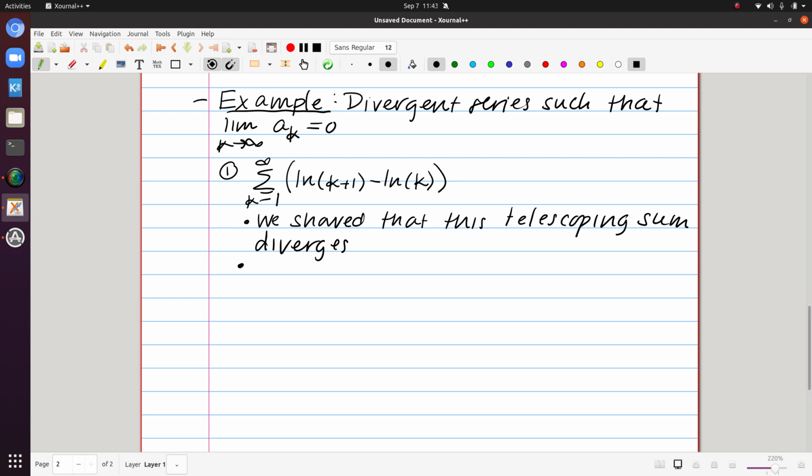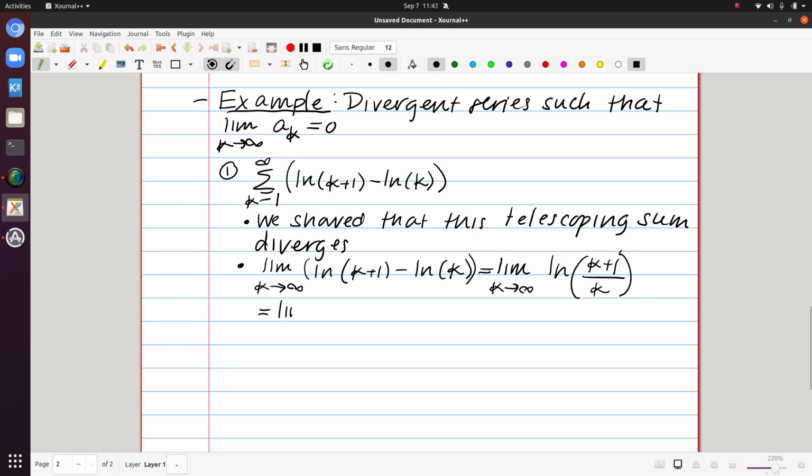But also, what we perhaps didn't look at is, if we're looking at the limit of the terms, we get the indeterminate form here of infinity minus infinity. But I can write this as a single log expression. If I take this as log of (k plus 1) over k, note that (k plus 1) over k will approach 1. So our limit approaches the natural log of 1, which is 0. So the terms of this series do approach 0, but the series still diverges.